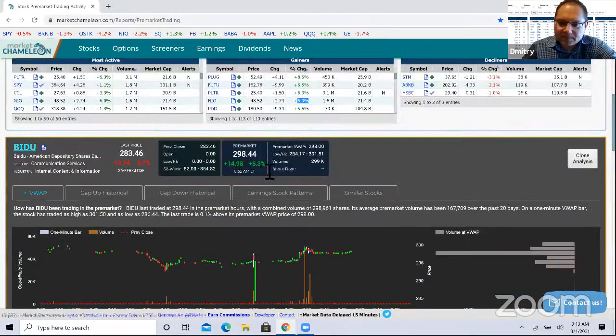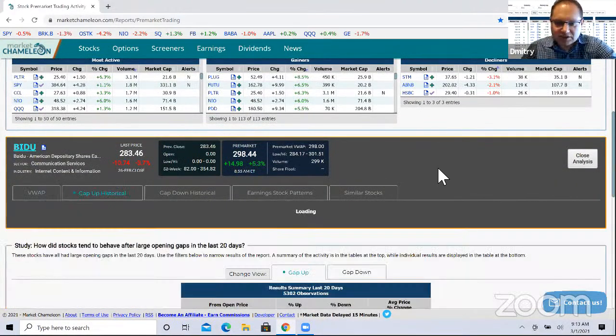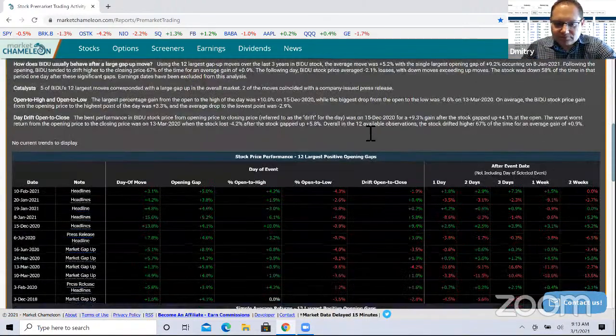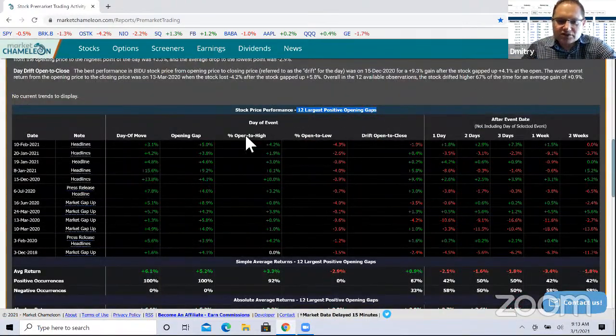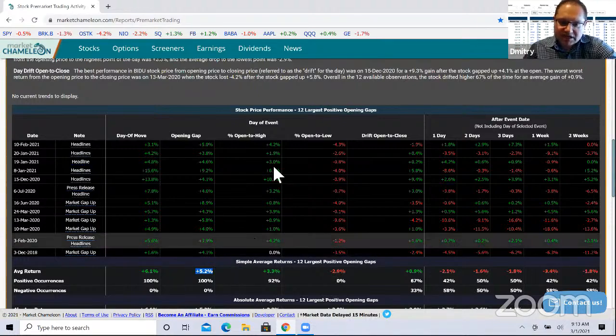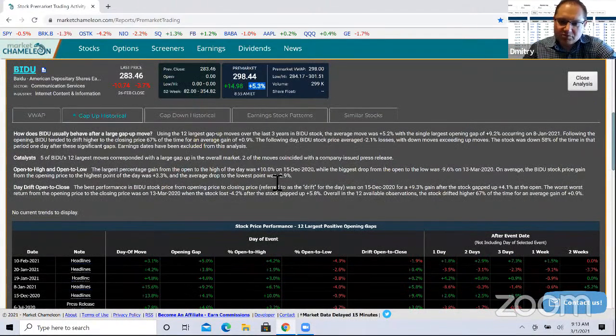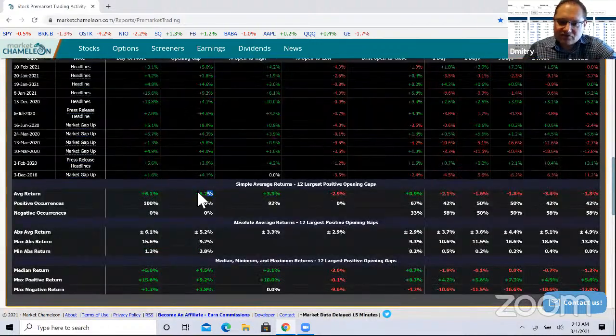But today, up 5.3% in the pre-market hours. Take a look at that gap history as well. So again, 12 largest gap moves in the last 3 years. On average gain, it was a 5.2% move to the upside compared to today's 5.3%. So that's in line with the average.